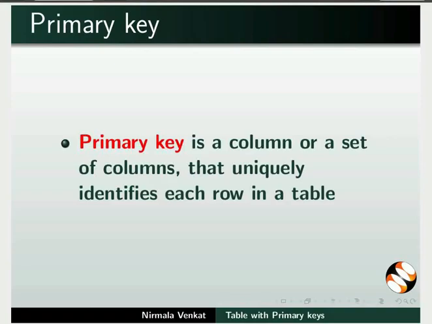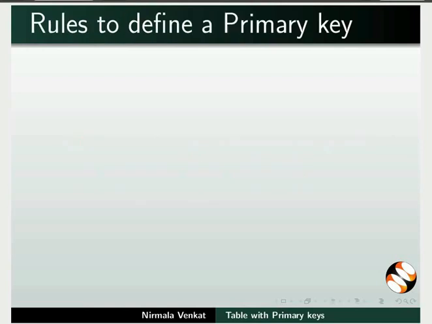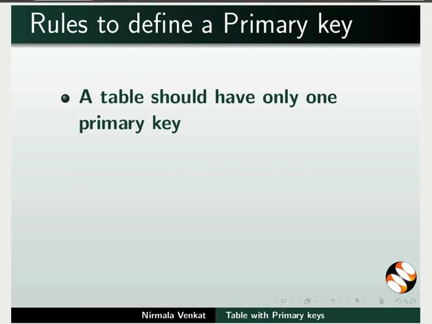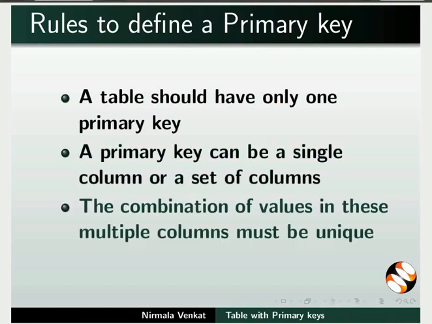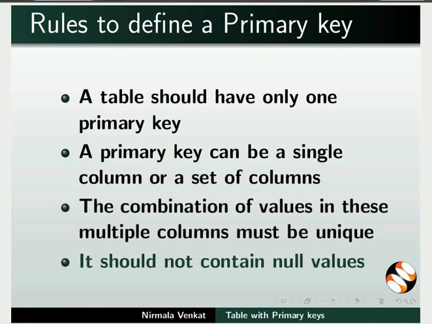Primary key is a column or a set of columns that uniquely identifies each row in the table. Follow these rules when you define a primary key for a table. A table should have only one primary key. A primary key can be a single column or a set of columns. The combination of values in these multiple columns must be unique. It should not contain null values.